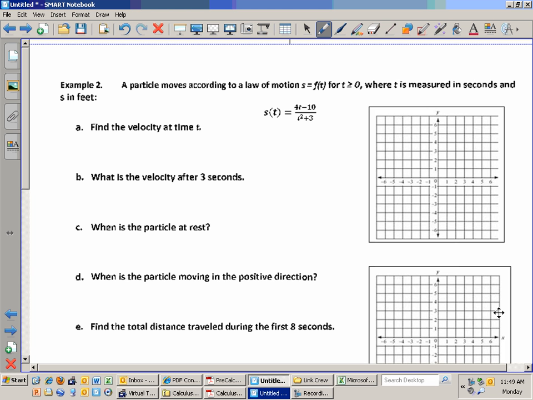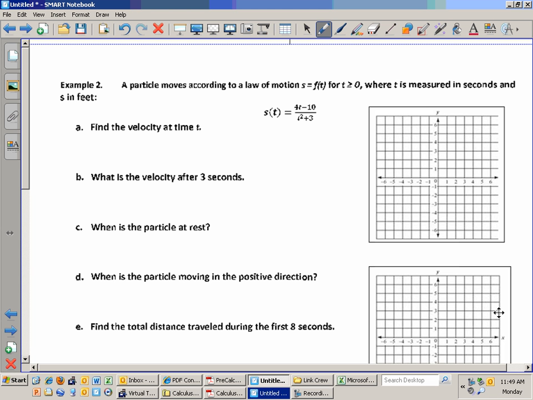It says a particle moves according to a law of motion, s is equal to f of t for time greater than or equal to 0, where t is measured in seconds and s in feet. s of t is equal to 4t minus 10 over t squared plus 3. This is a little bit more challenging of a problem, but there's some nice shortcuts to it that can help us out. So first of all, if I want to find the velocity, this is s of t.